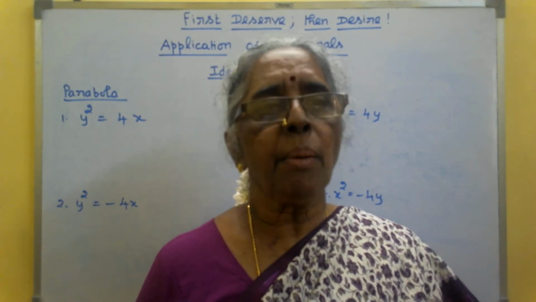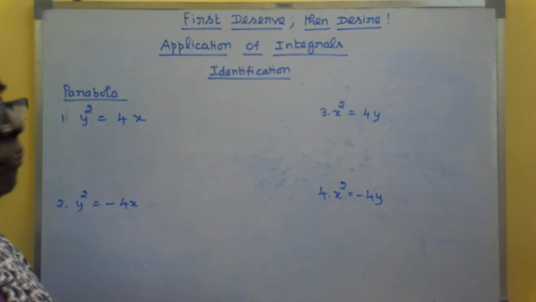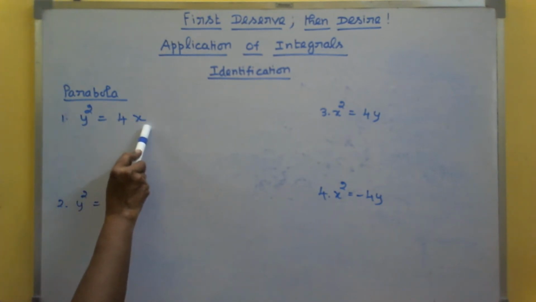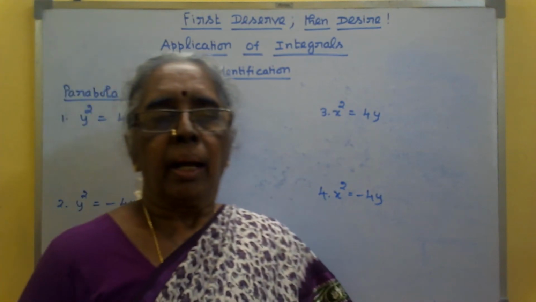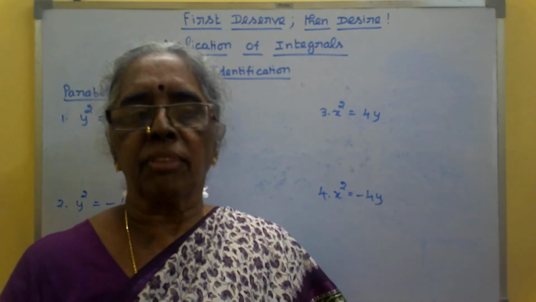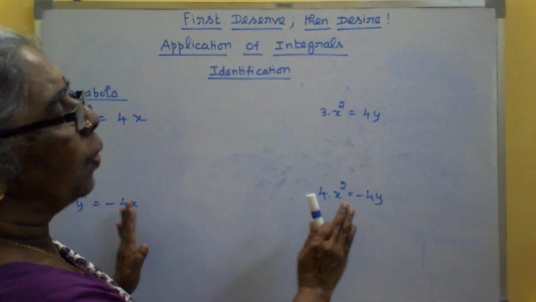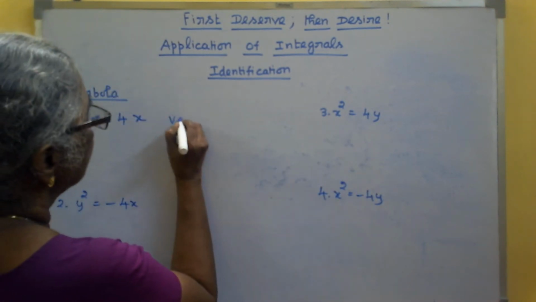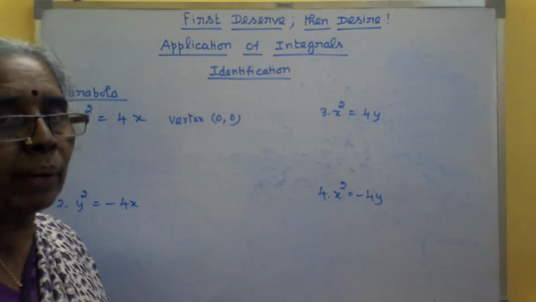Now let us see parabolas. I have given you 4 equations here. Now look at 1 and 2. Here you have y squared is equal to 4x. Here you have y squared is equal to minus 4x. In the parabolas, you have only standard parabolas. That is, the vertex will be 0, 0, right? So for all these 4, your vertex is going to be only 0, 0. So first let me write, vertex is 0, 0. That is point number 1.